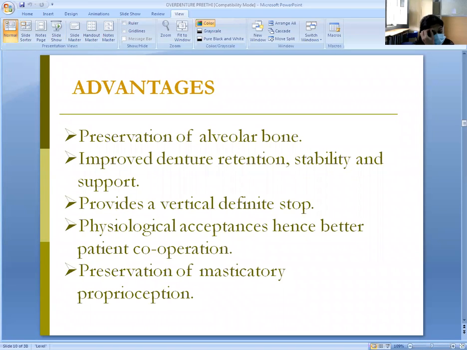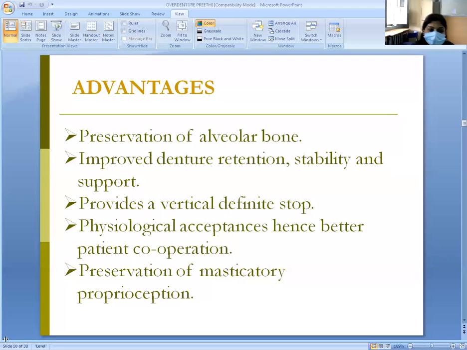When there are no teeth present, alveolar bone resorption is more, so overdenture helps in the preservation of alveolar bone. Then improved retention, stability, and support. Retention is resistance against vertical forces, and stability is resistance against horizontal forces. If you give a tooth-supported overdenture, there is good retention and stability, as well as support.